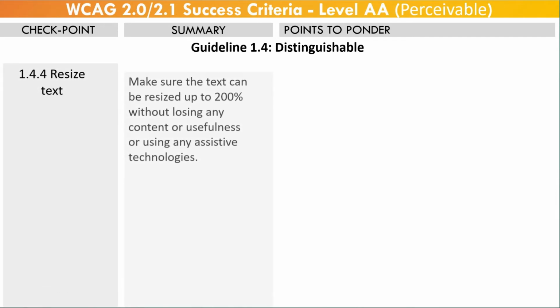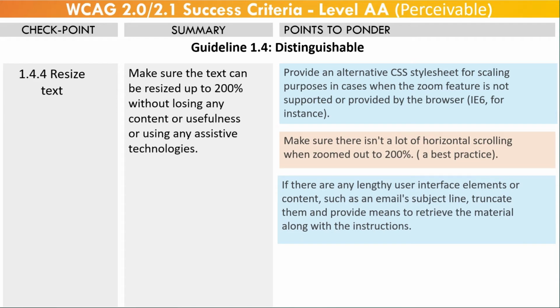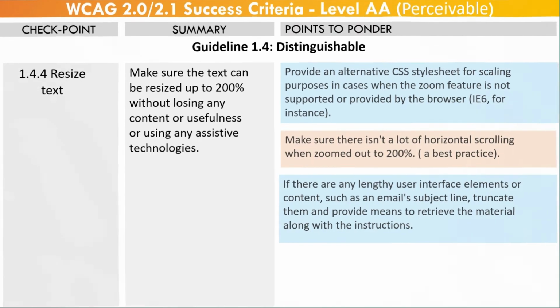1.4.4 Resize Text. Make sure the text can be resized up to 200% without losing any content or usefulness or using any assistive technologies. Provide an alternative CSS style sheet for scaling purposes in cases when the zoom feature is not supported or provided by the browser, i.e. IE 6, for instance. Make sure there isn't a lot of horizontal scrolling when zoomed out to 200%. A best practice: if there are any lengthy user interface elements or content, such as an email subject line, truncate them and provide means to retrieve the material along with the instructions.